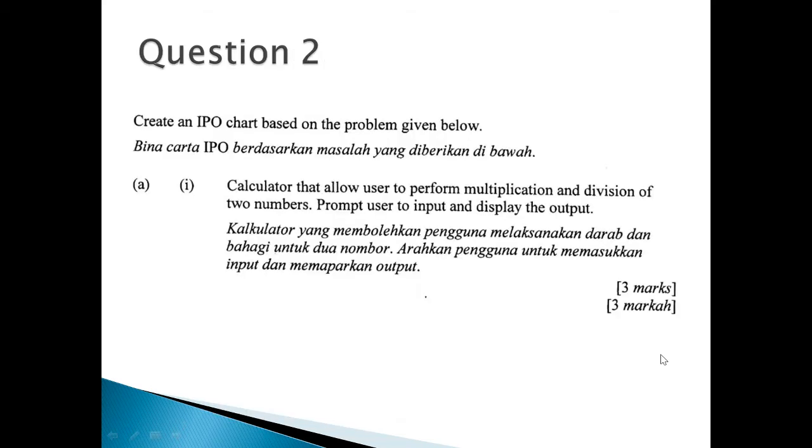Okay, let's proceed to question 2. This is a direct question from DC025. Most of the questions today will cover IPO. I repeat again, I will cover the IPO. Create an IPO chart based on the problem given below. Remember the shape of the IPO chart. The question: a calculator that allows the user to perform multiplication and division of two numbers. Prompt the user to input and display the output.